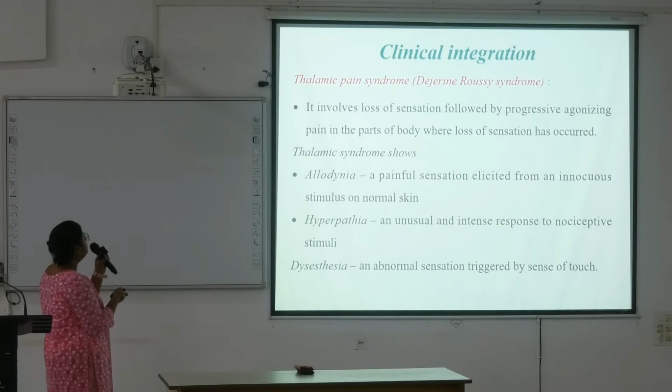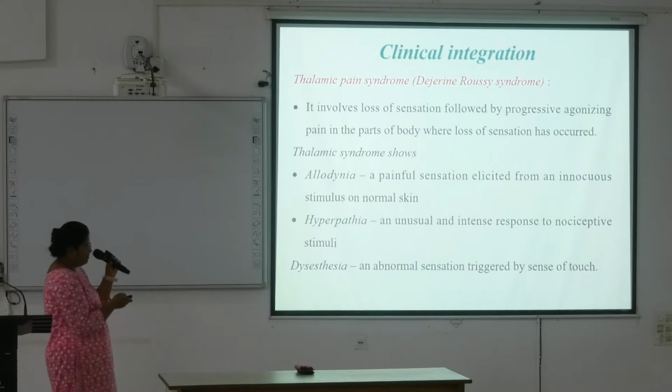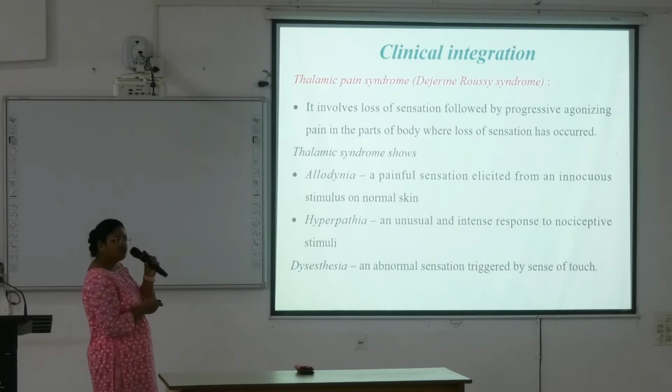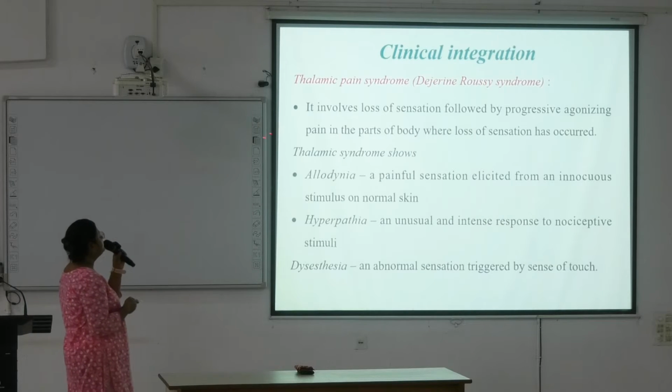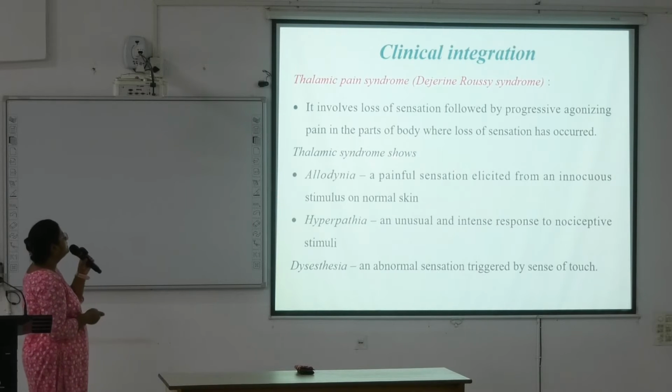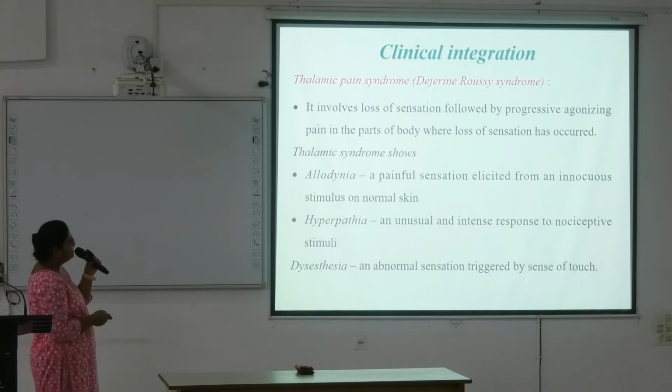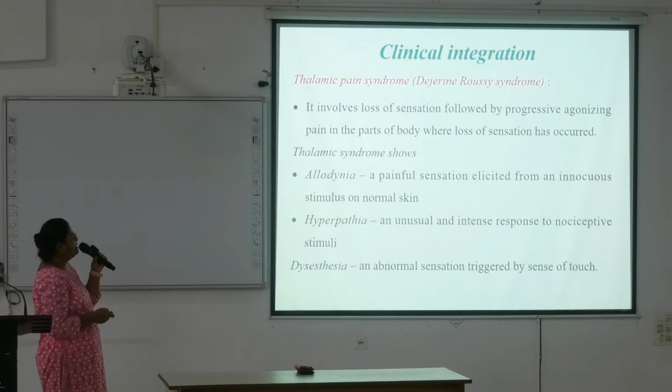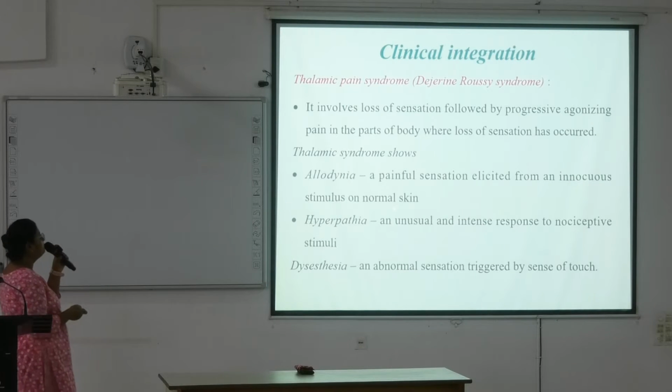Next is thalamic pain syndrome or Dejerine-Roussy syndrome. It involves loss of sensation followed by progressive agonizing pain in the parts of body where the loss of sensation has occurred. Thalamic syndrome shows allodynia, a painful sensation elicited from an innocuous stimuli on normal skin.